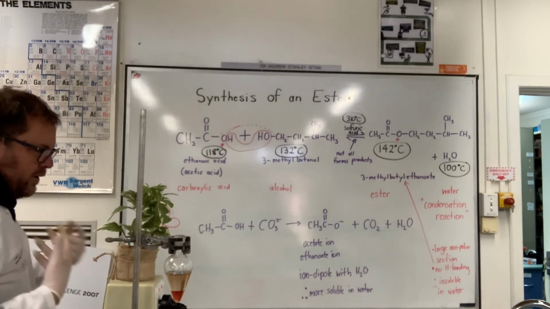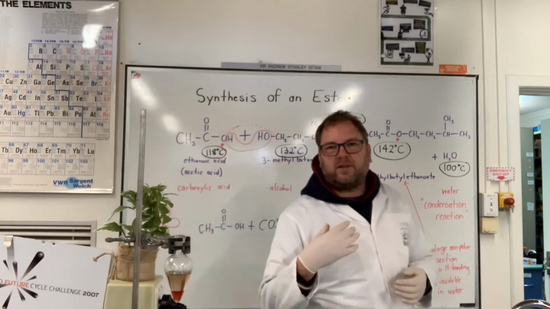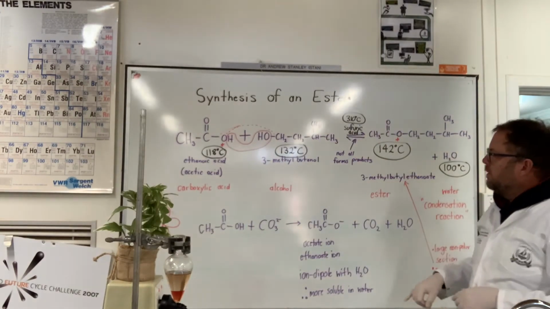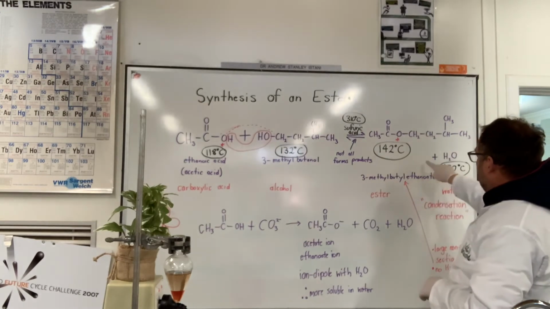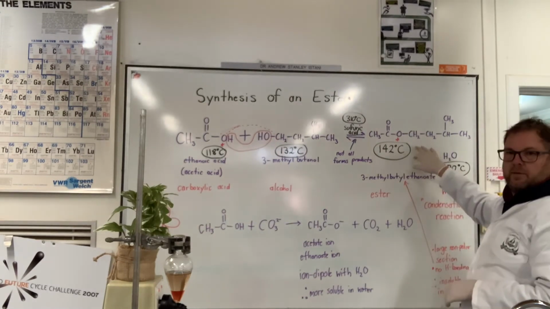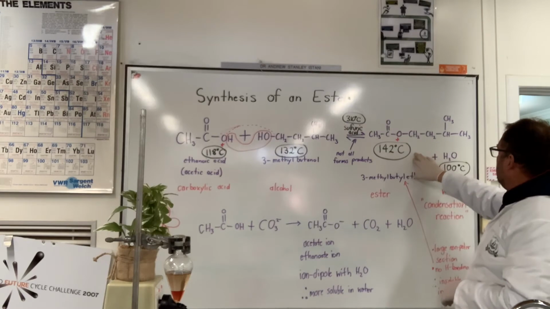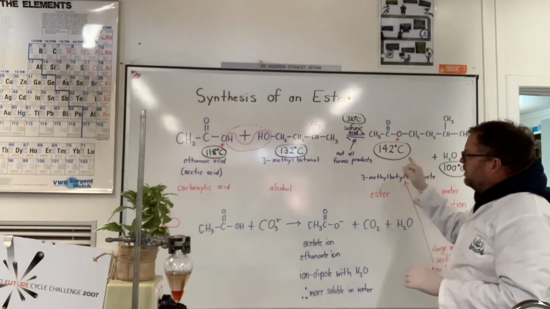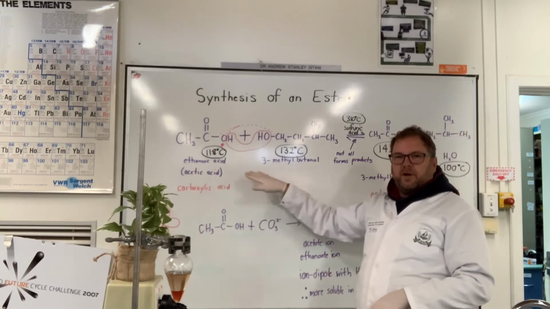And just while that cools down, I'm just going to talk through the theory of some of the next things that we're going to do. So at the moment in there, we have got a mixture of the 3-methylbutyl ethanoate that was formed as one of the products, plus water that was another product that formed. But we would also still have some of the reactants here.